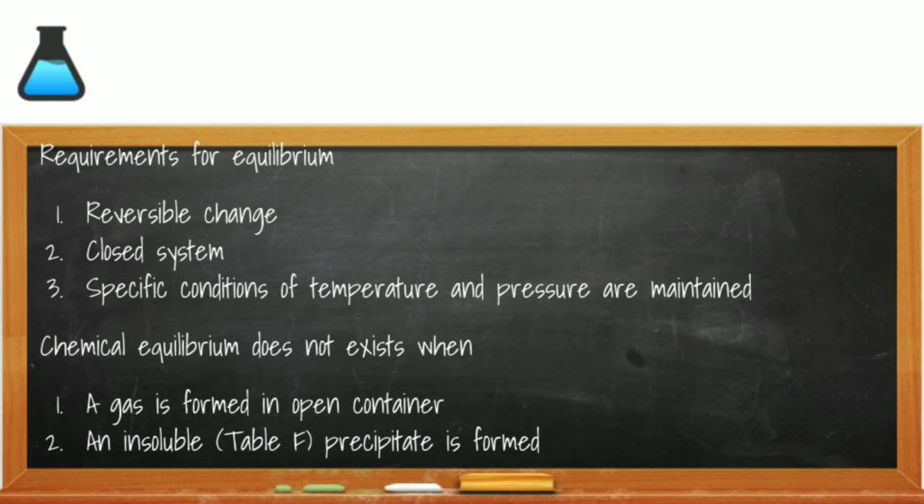Reactions that are not in chemical equilibrium are said to go to completion. Reactions that go to completion are reactions that produce gas. That means there is a gaseous product after or to the right of the arrow, and reactions that produce insoluble precipitates, like those found on reference table F. If you have a reaction that cannot approach equilibrium, again, the reaction is said to go to completion.